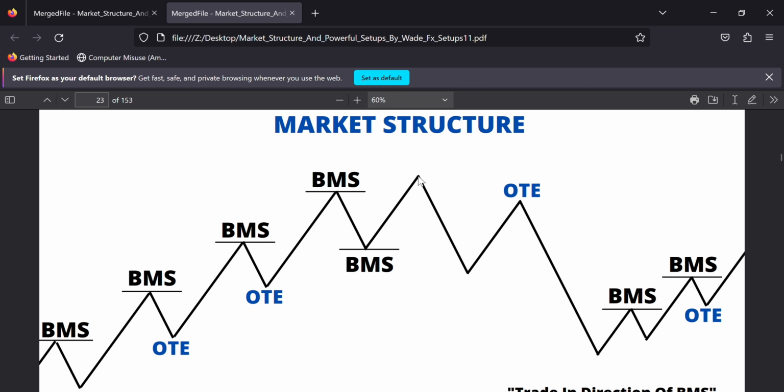Then the market makes another retracement, and in this retracement it broke the structure at the bottom, which means the market is likely to change direction into a downtrend because it has broken structure at the bottom. Remember, they told us when the market breaks structure, we should follow the break of structure. Where the market breaks the structure, that's where we should trade following.